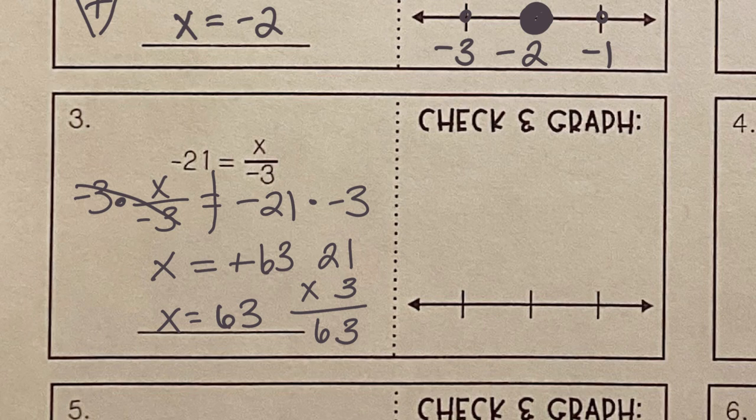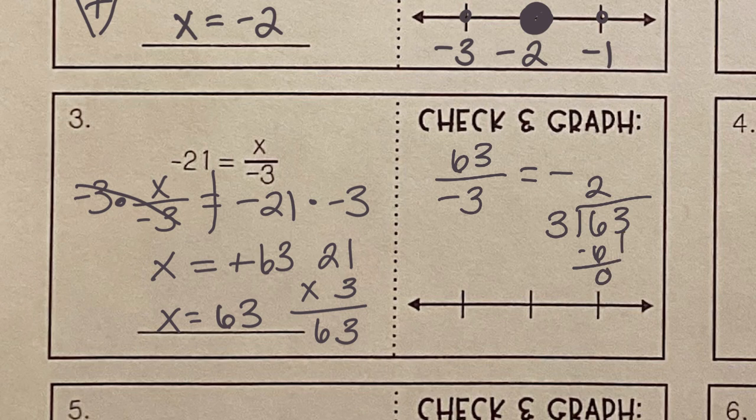So 63 divided by -3. Okay, I know a positive divided by a negative will result in a negative number. And I know 63 divided by 3. 3 goes into 6 twice, evenly. If I drop that 3 down, 3 times 1 equals 3. So therefore, I end up with my negative 21. So I know that my 63 is in fact the right answer. Okay.